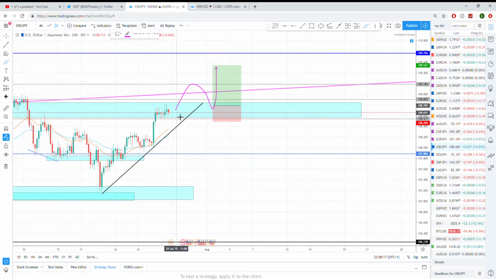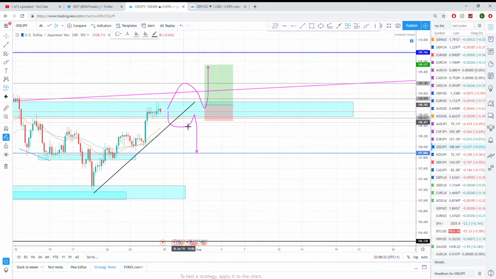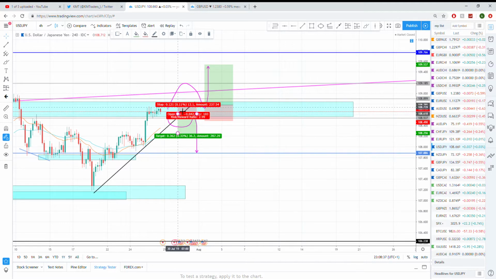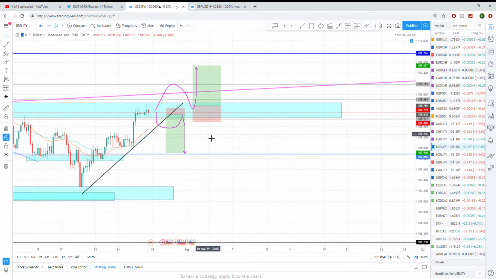The other scenario is if we break this channel, the uptrend here, just drawn in black now. I'll be looking for a retest here on the blue zone again, and then a push to the downside. So we could retest our lower levels, and perhaps one of the 2 options will occur. We just have to be patient and wait.